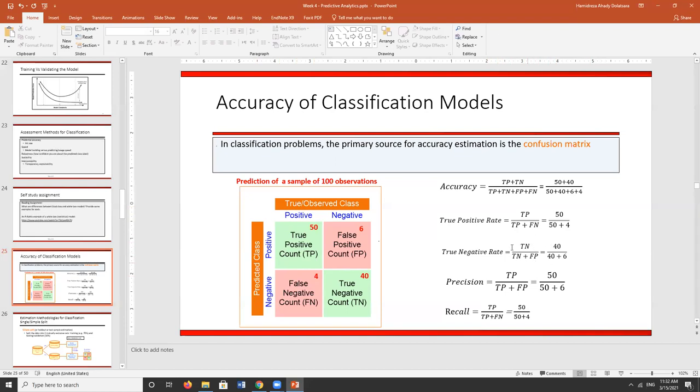True negative rate. We look at what we predicted as negative and how good we are at this. Because some of them we predicted as positive, but they're actually negative. And same for the others.